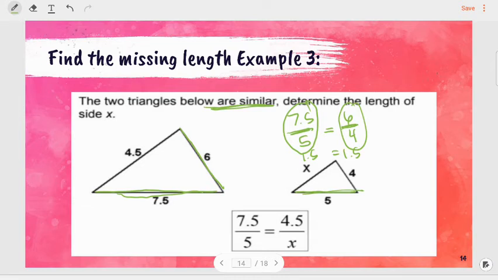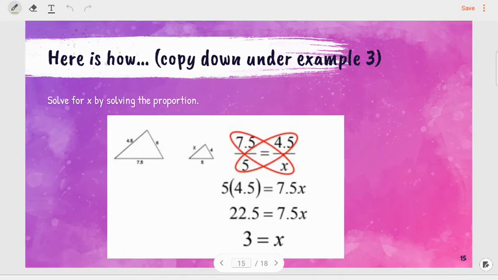So now that I know they're similar, how do I determine this length of x? Well, I'm going to use these proportions, and I'm going to set up a proportion, but just with my missing side. So you'll notice this matches this, 7.5 over 5. So those matching pairs is equal to, go back to your big triangle because I started with my big triangle, 4.5 over x. Now, what do I do from here?